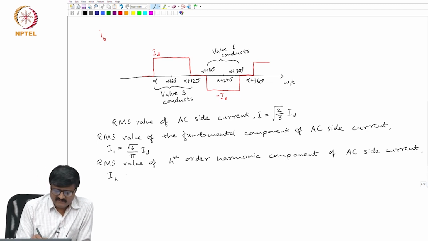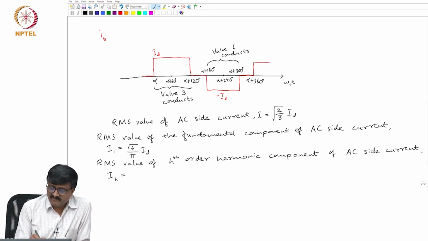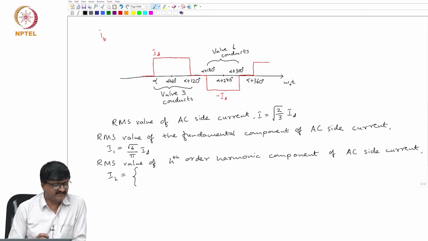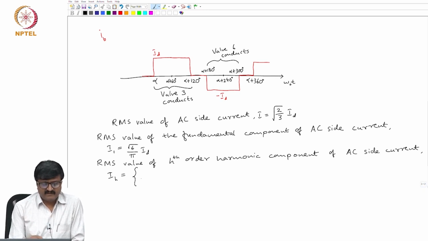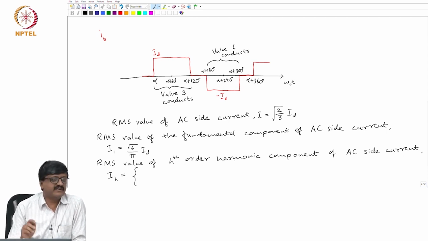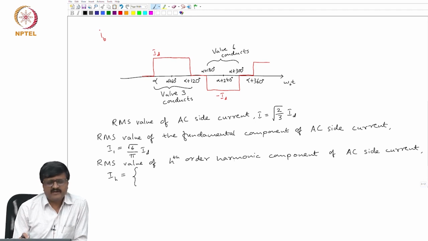So, IH is the harmonic RMS value of the Hth order harmonic component. Of course, for some values of H it is 0. For what values of H is it non-zero? Odd values. So, by definition of harmonic, H is greater than 1, that means 3, 5, 7. H equal to 1 means fundamental. So, when I say harmonic, I mean H equal to 3, 5. But what happens to the value of IH when H is equal to 3? Again it will be 0.